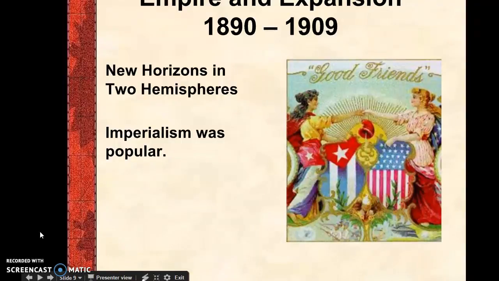New horizons in the two hemispheres. One thing about imperialism of this period, it was popular, and politicians and the public alike saw a country's greatness by how many overseas colonies they had. And so this made many Americans prideful and proud to be an American and to see the American flag flying over places like Hawaii and Puerto Rico and the Philippines.